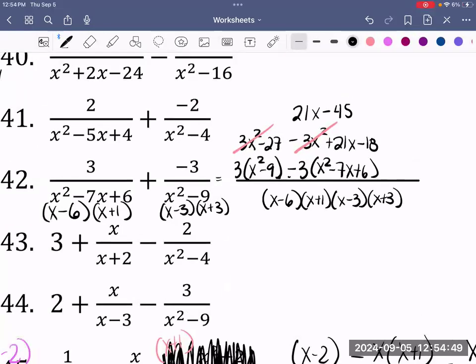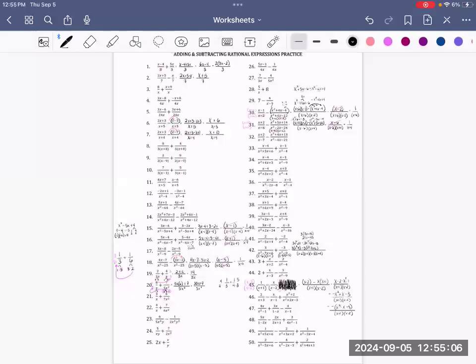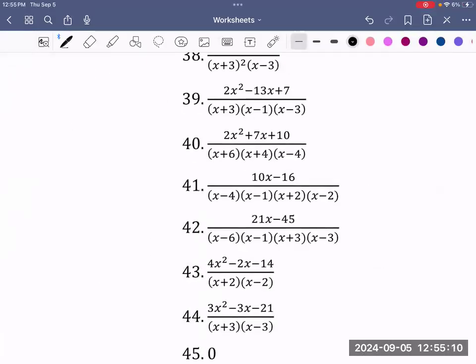45 and 21, they both share a 3 in common. So we can factor out that 3. You're left with 7x minus 15 on top. I want to see if I went wrong somewhere on 42. No, 42 is pretty big.